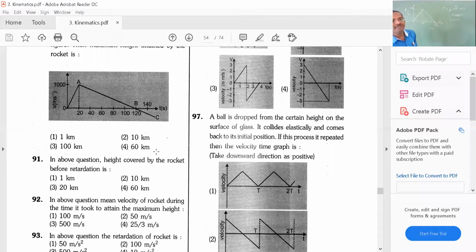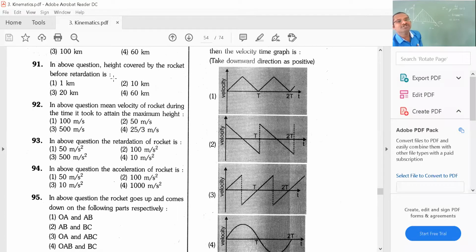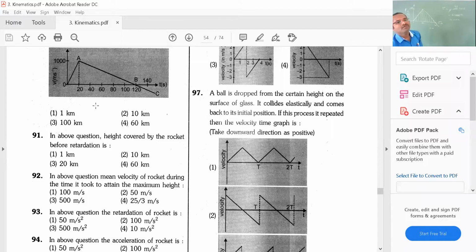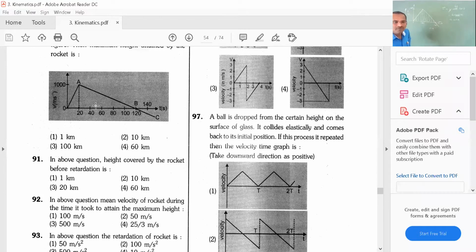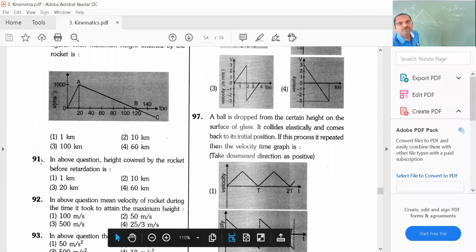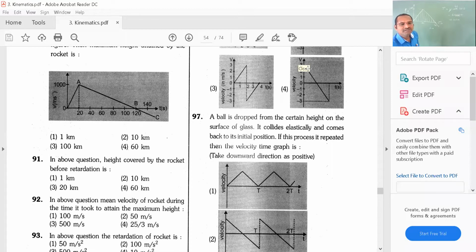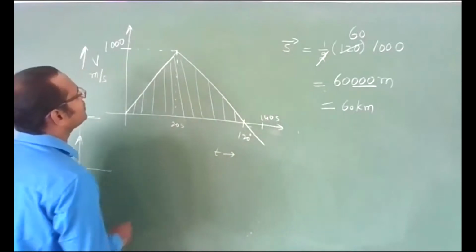Now I am moving to question number 91. In the same question, the height covered by the rocket before retardation. See this question, 91. In the previous question, they asked for the maximum height it can reach. Now, in the above question, they are asking the height covered by the rocket before retardation.